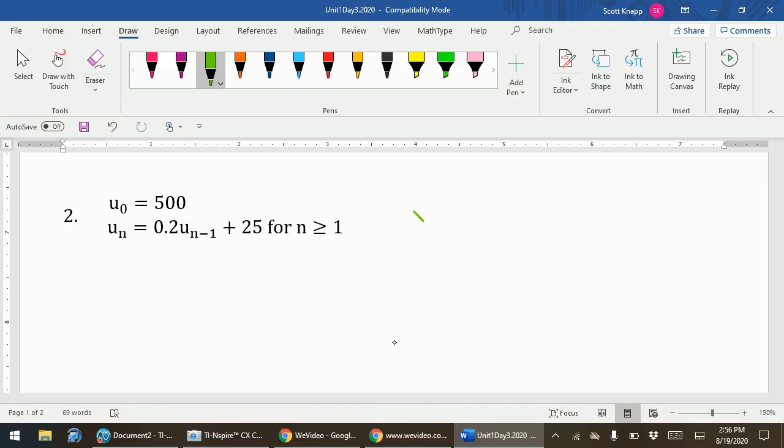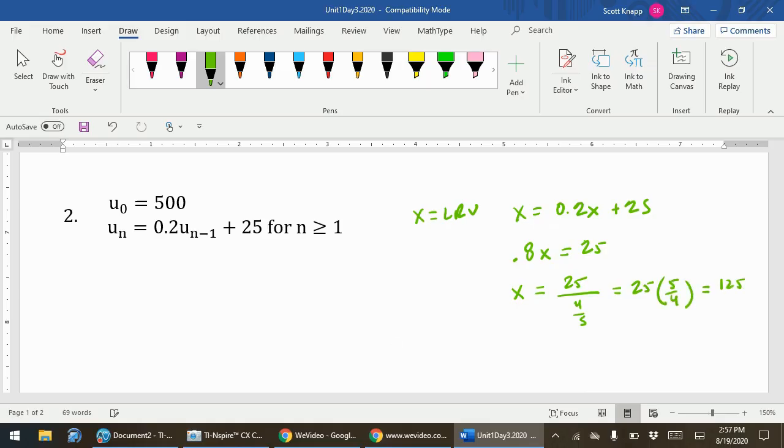Okay, let's see how you did. If x is my long run value, then x would be 0.2x plus 25. And so 0.8x is 25. I don't know if I can do this one without a calculator. x would be 25 divided by 8/10, which is 4/5, so 25 times 5/4, or 125 over 4. That's the exact value. I think that's 31 and a quarter, so 31.25.